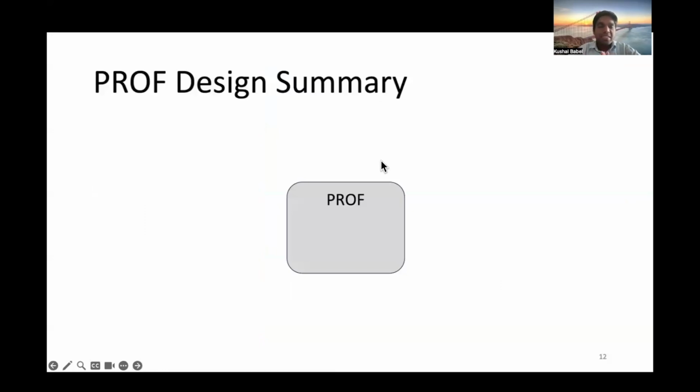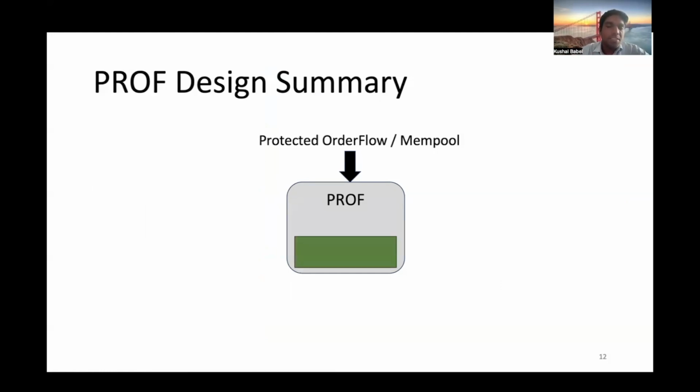So here's a design summary for PROF. What PROF does is it takes these protected transactions or protected order flow. These transactions should ideally be exclusively sent to PROF. Transactions that are floating around in the mempool can also use PROF, but if you have already sent your transaction to the mempool, in some sense, you have kind of forgone protection. But transactions are directly sent to this PROF box here.